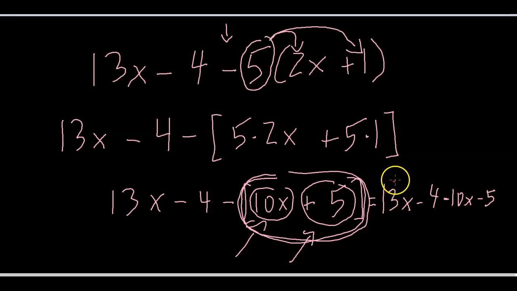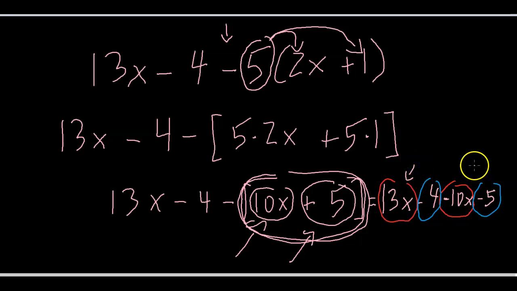What kind of terms do we have? We have 2 x terms, right? And we have 2 constant terms, right? All right, so what's the deal here? We start with positive 13x, and what's our next x term? Our next x term is subtraction of 10x. So we start with 13x and subtract 10x. We're going to get 3x.